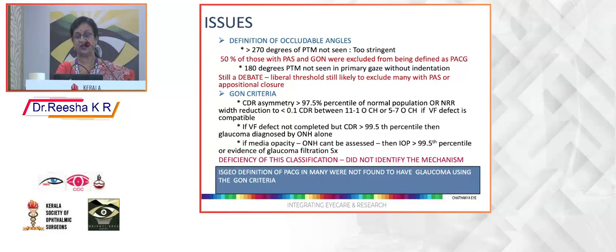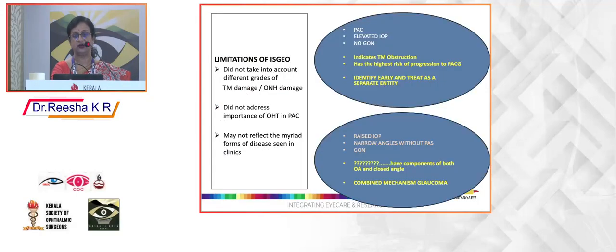Then the diagnostic criteria for GON in the ISGEO classification again looks into the 97.5th percentile of the normal population, which means a CDR of 0.7. So many, in this definition, will not be classified into PACG, even if they are glaucomatous.